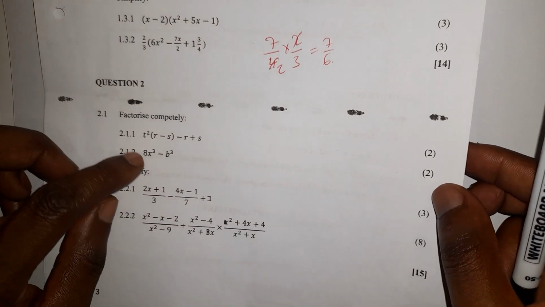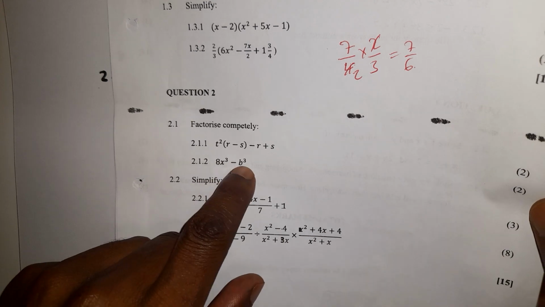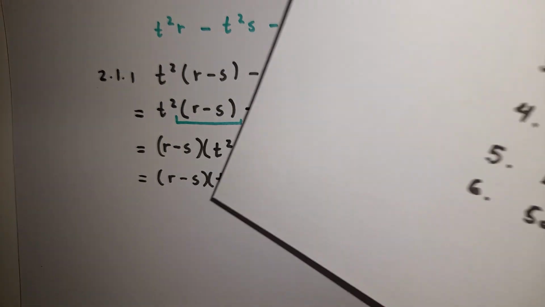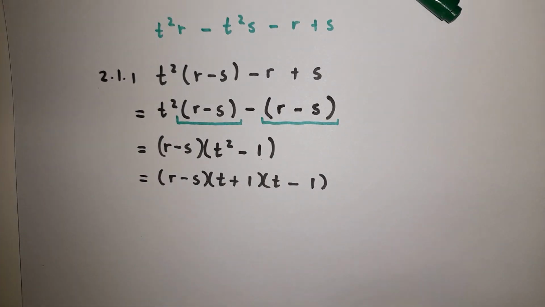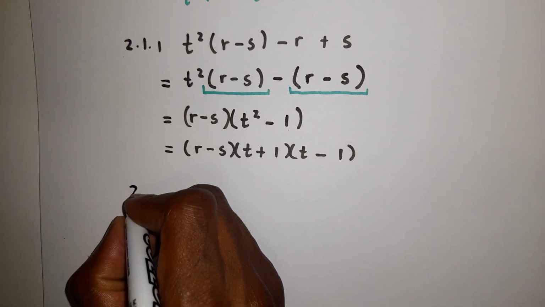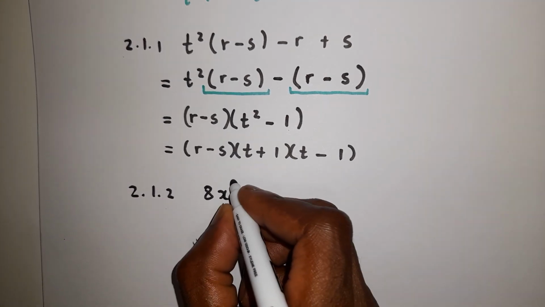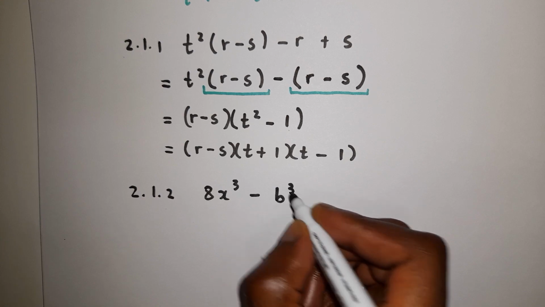So this time around, we are given 8x cubed minus b cubed. The hint lies in these cubes. So it means somewhere between difference of 2 cubes and sum of 2 cubes. But now, because the question is 8x cubed minus b cubed, this should be a difference of 2 cubes. So 2.1.2, we have 8x cubed minus b cubed.